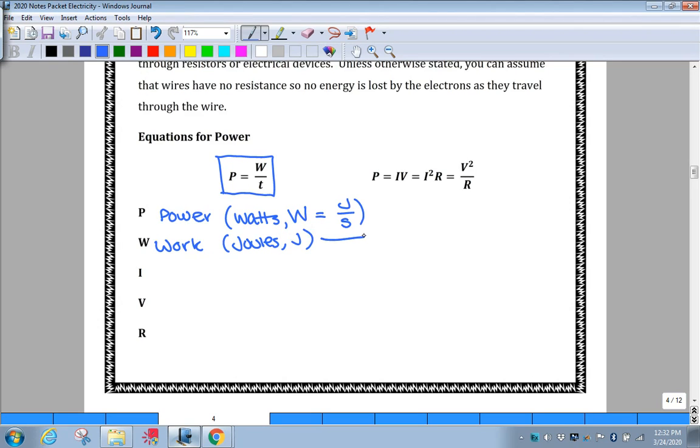And don't forget, not that we have to use it this often, but work is force times distance, back from work, power, and energy. All right, and then we're talking about electrical work, electrical power. So we have to incorporate current, measured in amps, voltage, measured in volts, and resistance.